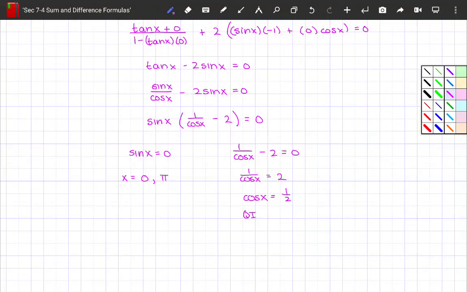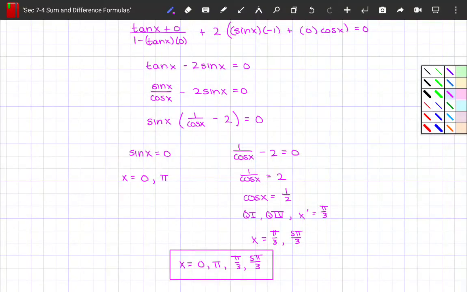So I want to look at quadrant 1 and 4, where cosine's positive. My reference angle is pi over 3. So that's going to give me x is pi over 3 in quadrant 1 and 5 pi over 3 in quadrant 4. Putting it all together, I have 0, pi, pi over 3, 5 pi over 3. And there's our answer. So lots of different ways of using the sum and difference formulas, but now this kind of gives you a taste of what you'll see on your homework. Have fun.